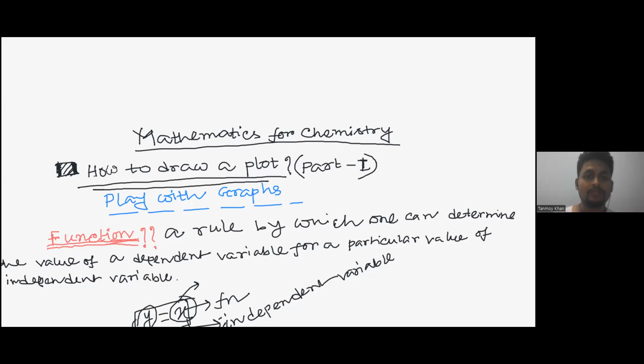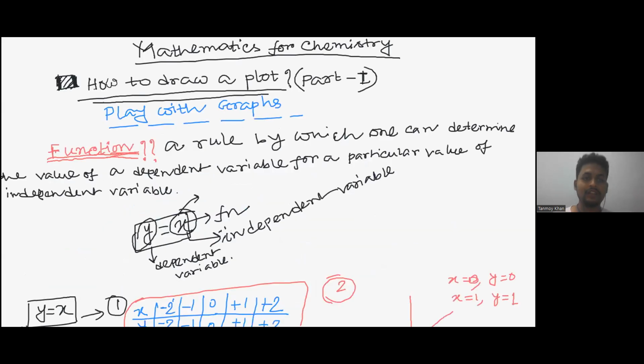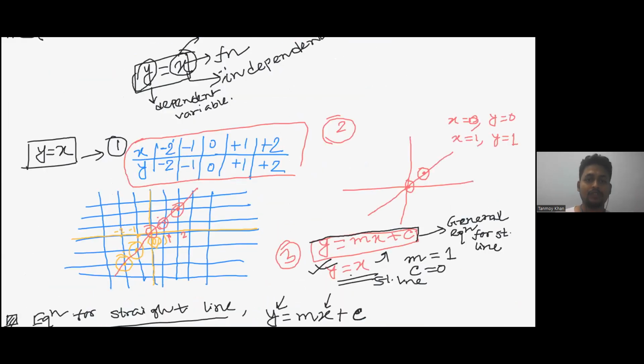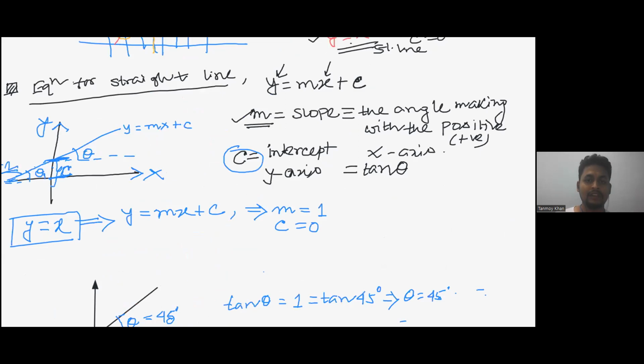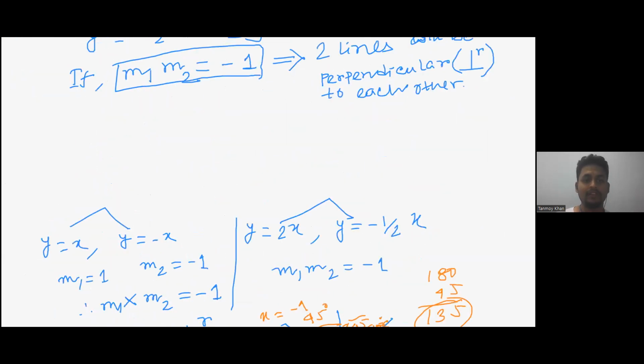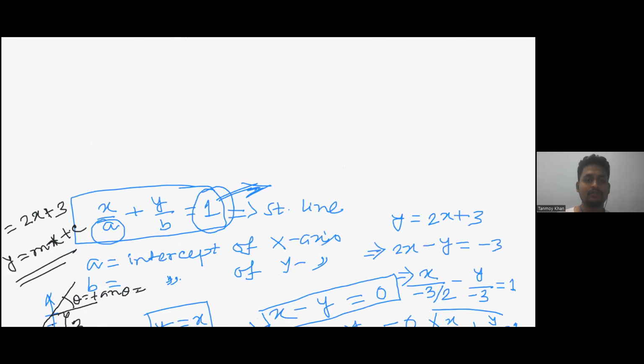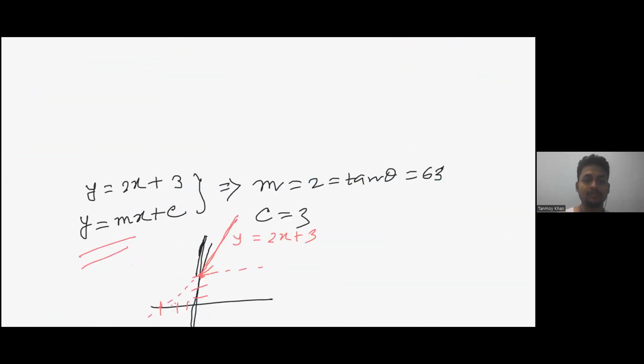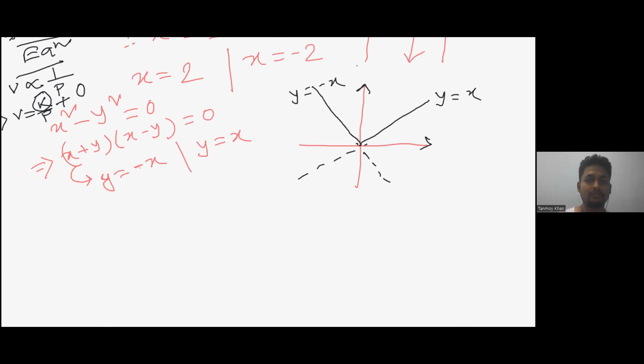So welcome to the next lecture. In this lecture, we will start from the last. In the last lecture, I talked about the equation of a straight line and ended with the equation of a pair of straight lines. So let's start from there. Let me give one more example of a pair of straight lines.